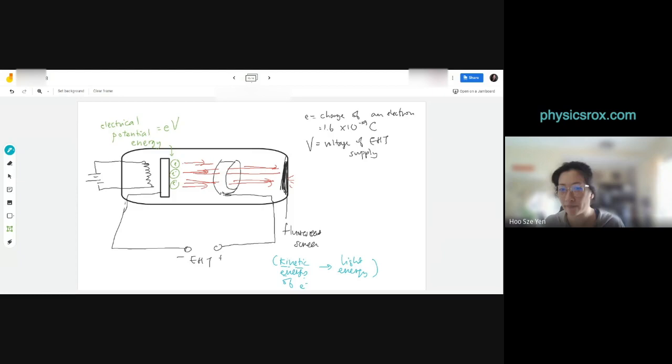Doesn't the distance affect the brightness since the light energy is converted from kinetic energy? That's where we're getting to. So that means, you imagine, you have to put a longer distance.